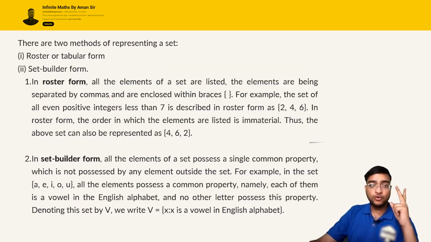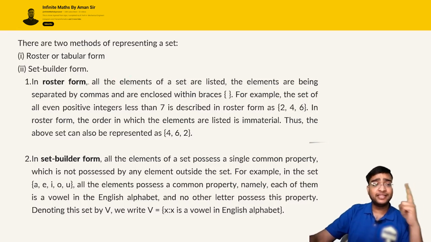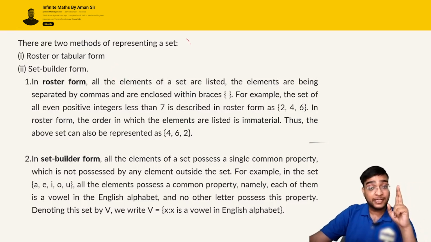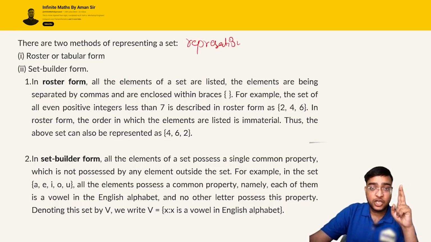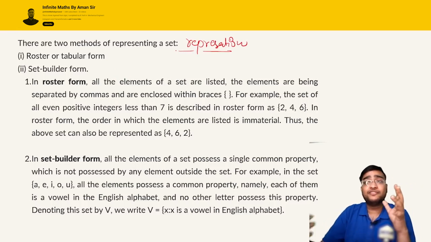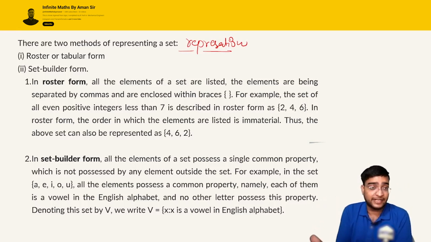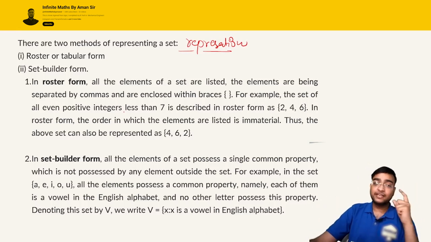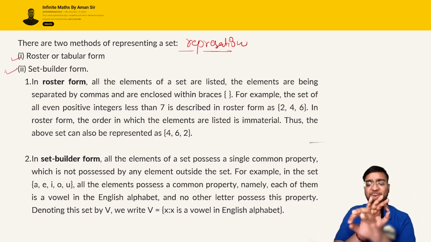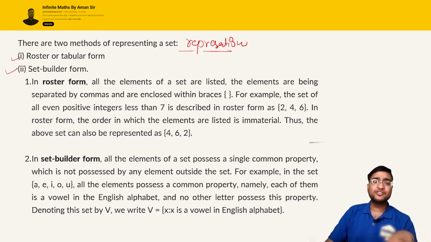There are two forms of sets. This is the lecture on the representation of sets, that is, the way we represent our set. In sets there are two forms: firstly the roster form, and secondly the set builder form. Roster form is so easy.